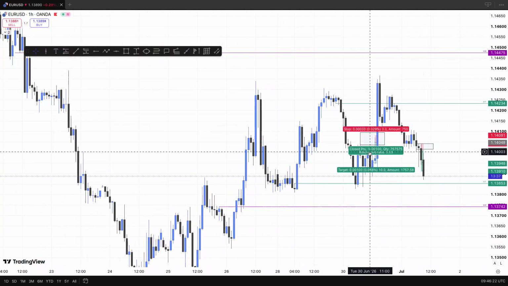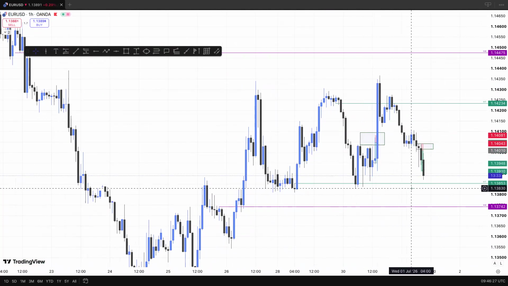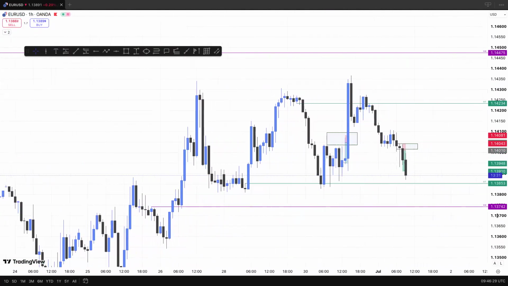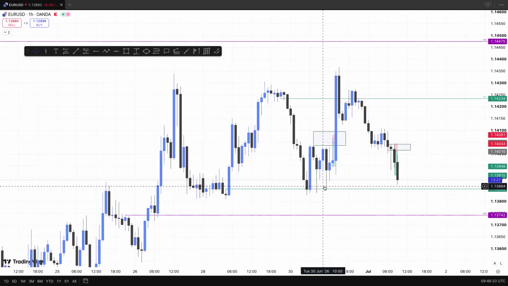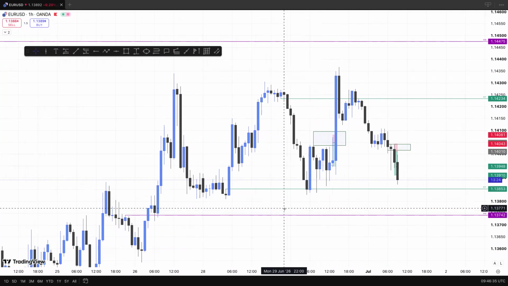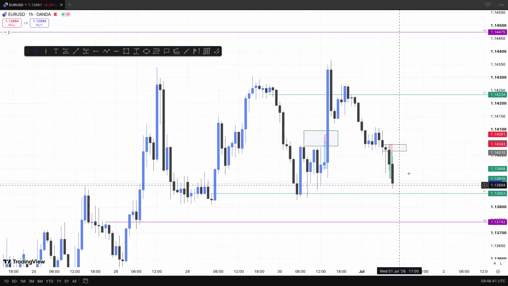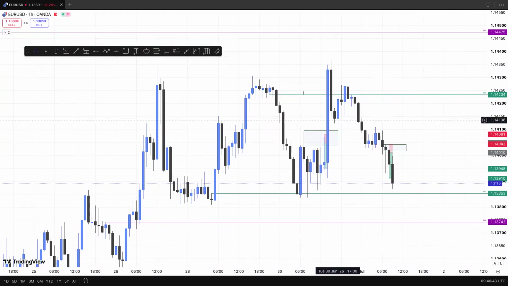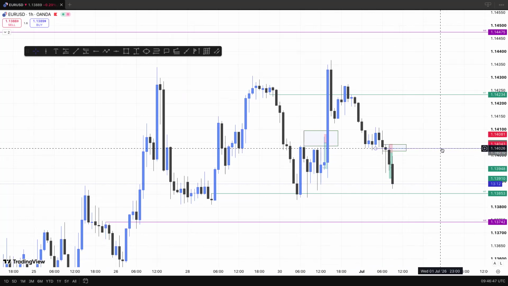So what is EUR/USD currently doing? Since we keep invalidating demands and price keeps heading downward, then the probability for EUR/USD before the New York session or during the New York session is to invalidate this demand right here, invalidate this demand also, and then look for another demand. Okay, and also either price will retrace into this 1 hour supply right here.